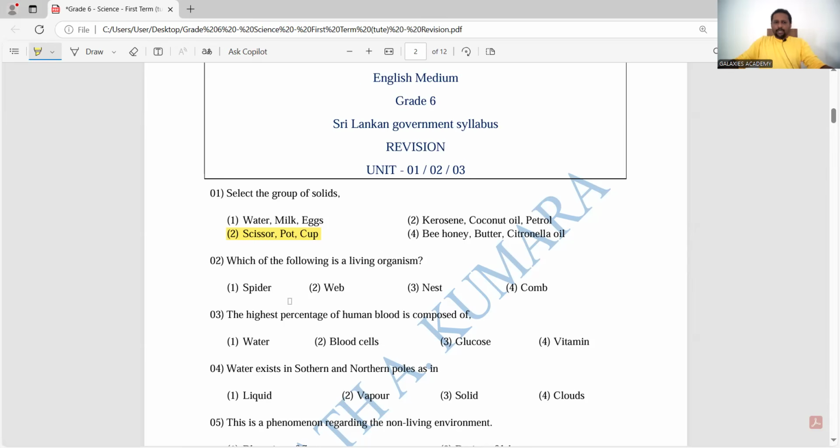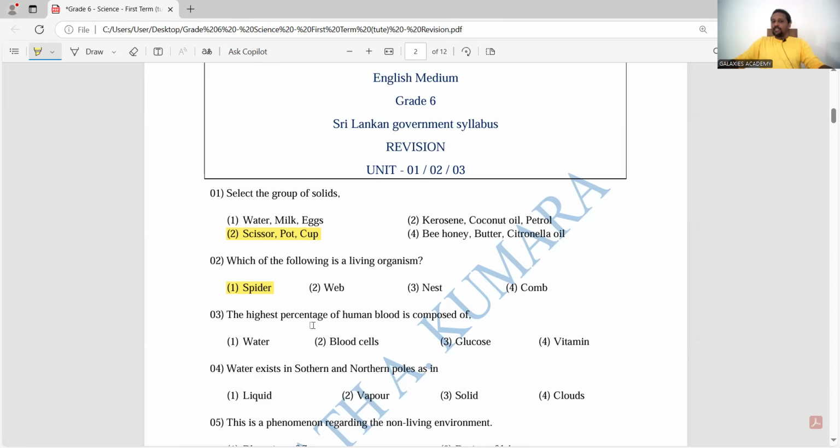Now you try to choose the correct answer for the second question. Which answer contains the living organism? Spider. Spider is an animal, no? So spiders belong to the living organisms. All the other given answers belong to the non-living things. So what is the correct answer for the second question? Number 1, spider. Right. Then let's go to the third question.